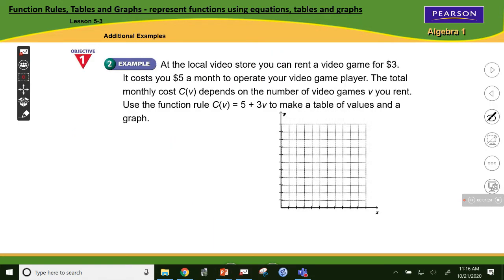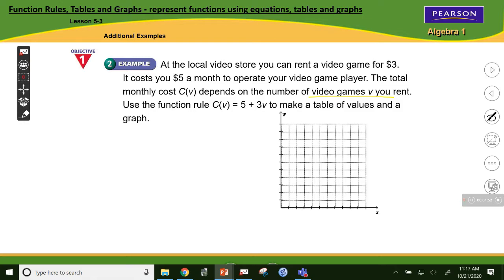So pretty much the same idea here. It says at the local video store you can rent a video game for $3. It costs you $5 a month to operate your video game player. The total monthly cost C of V depends on the number of video games V you rent. So they're telling you that the number of video games is V. Use the function rule C of V equals 5 plus 3V to make a table of values and a graph.